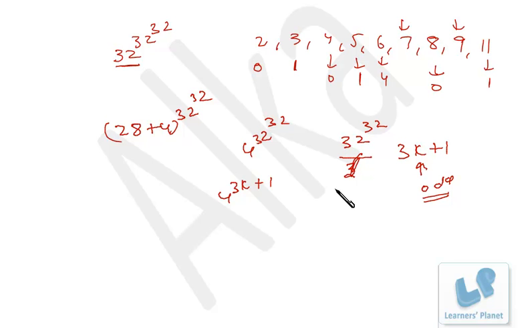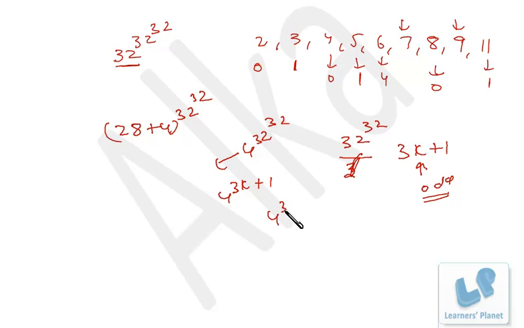Okay, so let me repeat once again. You don't have to write this 32 raised to 32 raised to 32. The last number which is a multiple of 7 is 28. So after that we are left with 4 raised to 32 raised to 32. After that we are trying to convert this 32 raised to 32 into a multiple of 3, right? So that's 3k plus 1. So this entire story is reduced to this.